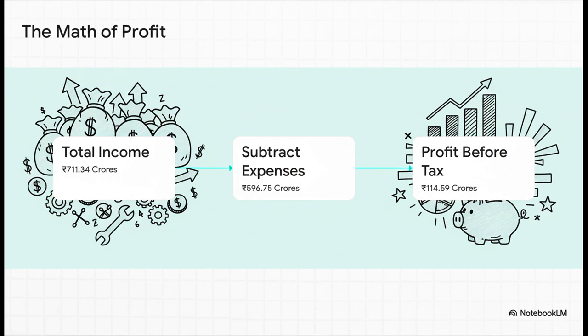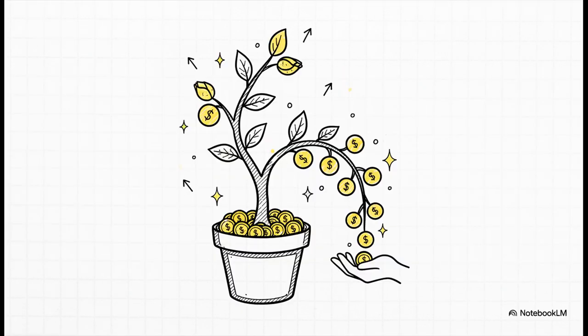And thankfully, the calculation is super simple. You take that big income number, you subtract what was spent to earn it, and what you're left with is the profit. In this case, it's a very healthy 114.59 crore rupees. This profit of over 114 crore rupees, that is the real sign of success. It shows that the business model was working really effectively during this period. In fact, it gives them a profit margin of about 16%, which is quite solid for this type of industrial company. This is the money that can be reinvested to grow or returned to its owners.